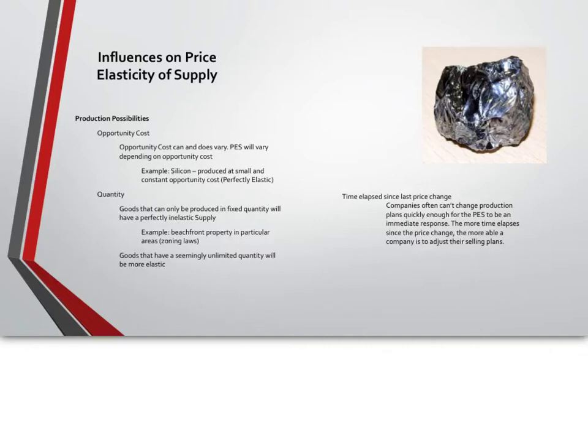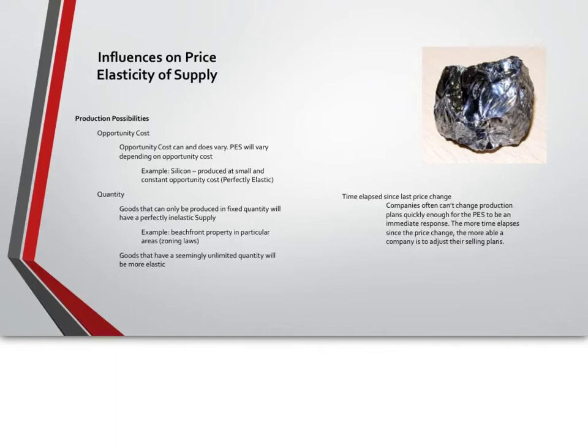And so when you have something where the quantity or the opportunity cost increases with quantity, you're going to have a relatively elastic PES, price elasticity of supply. But when you have an example like silicon, silicon's produced at a very, very small and nearly constant opportunity cost. And as a result, you're going to have perfectly elastic supply.